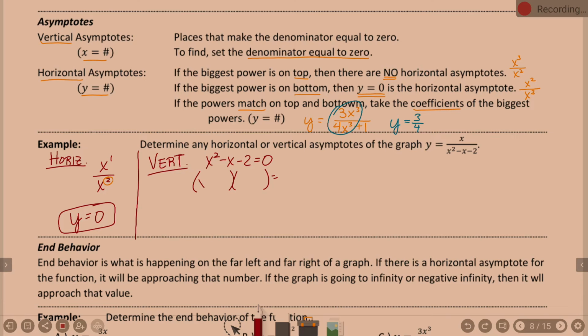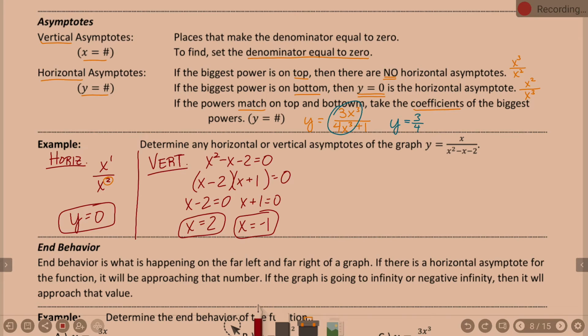x squared is x and x. What about my numbers? Negative 2. Multiplying to be negative 2, adding to be negative 1 is a negative 2, positive 1 combo. And so what's that tell me? x equals 2. Yeah. If we officially set each part equal to 0, x minus 2 equals 0, x plus 1 equals 0, we're going to have a vertical asymptote at x equals 2, and we're going to have a vertical asymptote at x equals negative 1, correct?